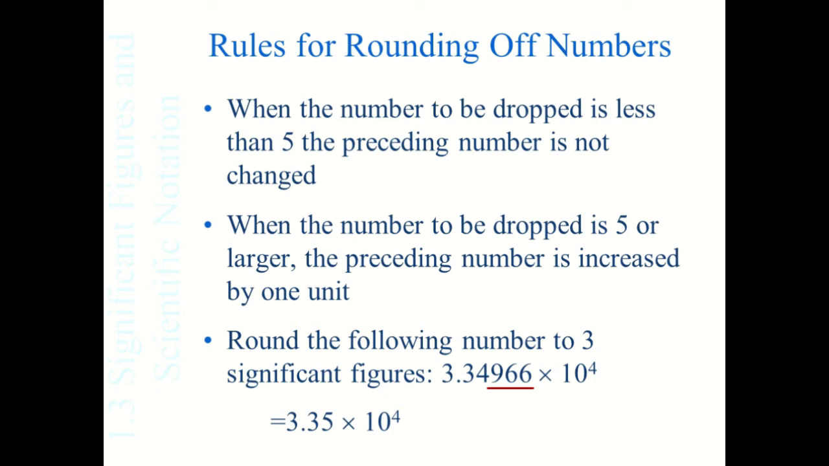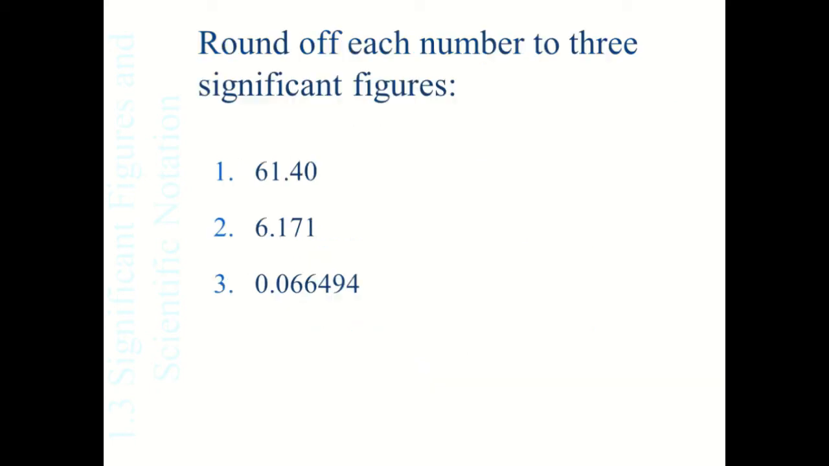So 3.34, I round the 4 to 5 because there's a 9 there. So it rounds up to 5, 3.35. Okay? When would this not round to 5? If the 9 was a 4 or less, right? Then it would stay the same. It would just stay 4.